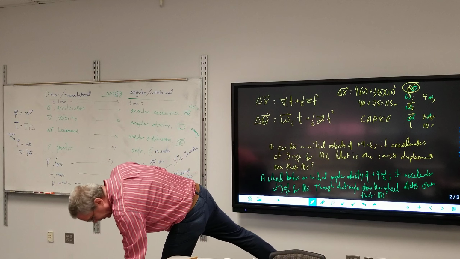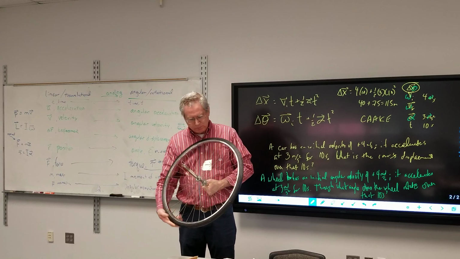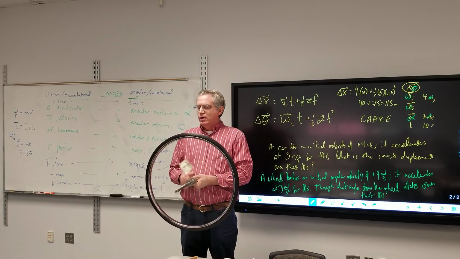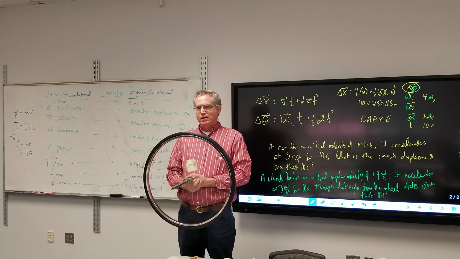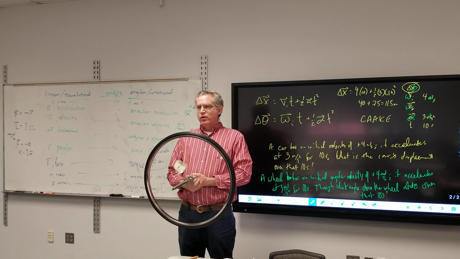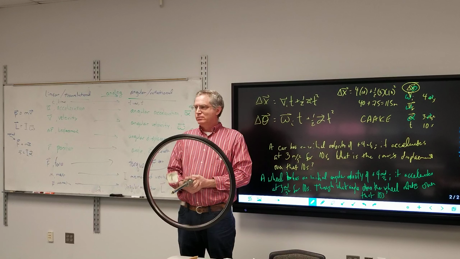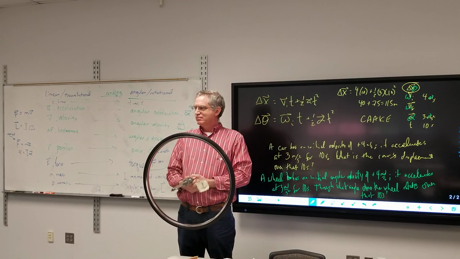We just happen to have a wheel right here. All right, so will you agree that it is spinning? Yes. All right. So therefore, it has an angular velocity that is not zero. What is the direction of the angular velocity? You say counterclockwise?